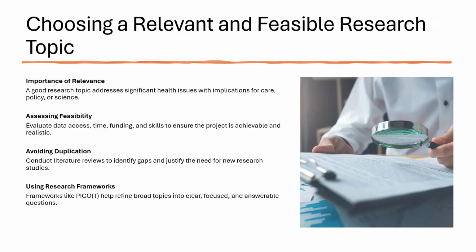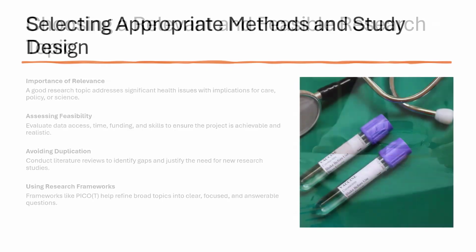So there is a framework which is called PICOT, which we will also be discussing in our future videos. So PICOT stands for P for problem or population, I for intervention, C for your comparative group, if any, O for outcome, and then T is for the timeline or time. So this framework helps you to refine broader topics into clear, focused and answerable questions or topics that you think are suitable for your research studies.